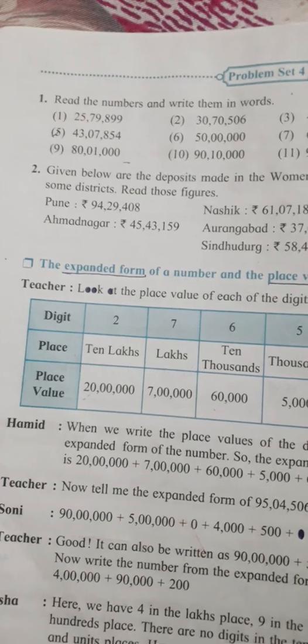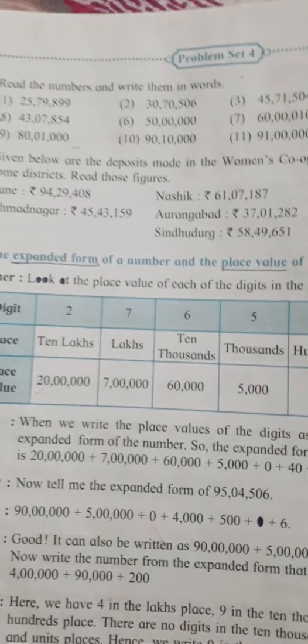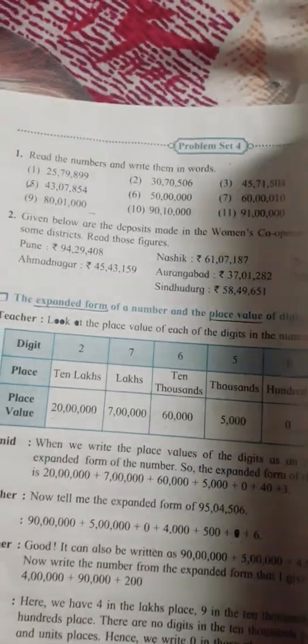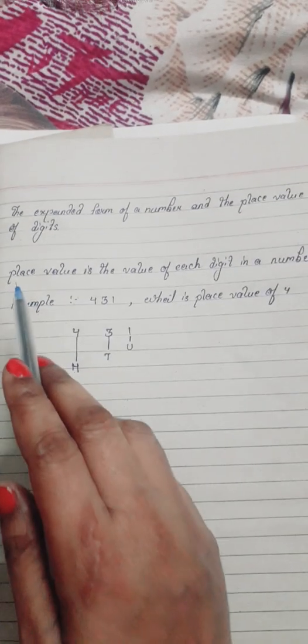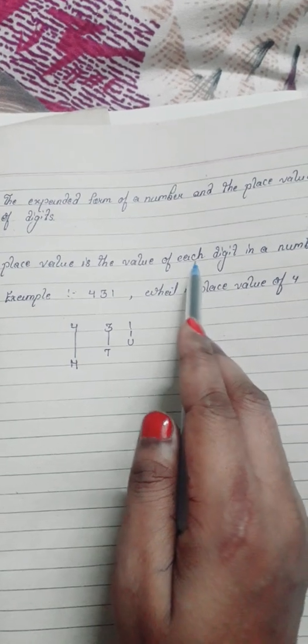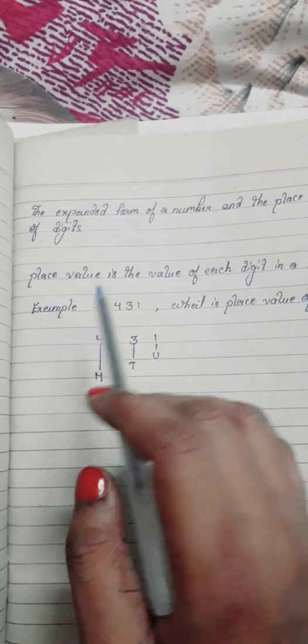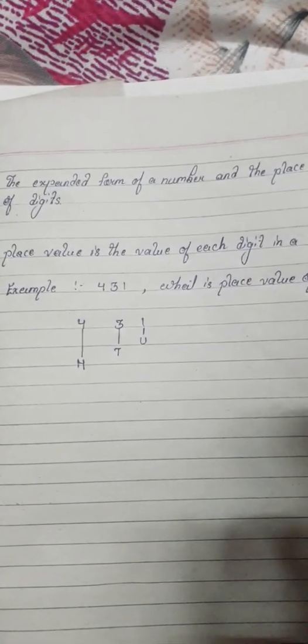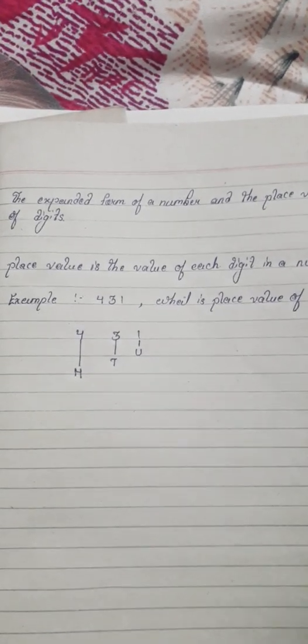So we'll start. Here we can see two things: what is meant by expanded form and what is meant by place value. First of all we'll see what is meant by place value. Place value is the value of each digit in a number. The place value is the value of that digit in a number, where that digit is placed.